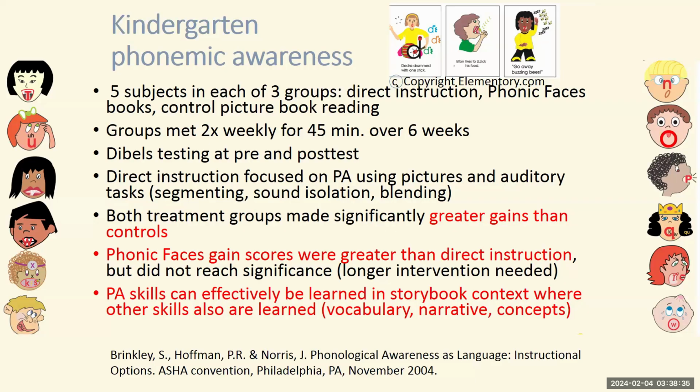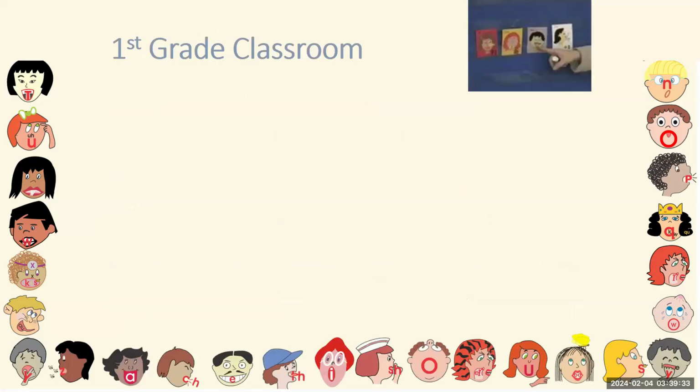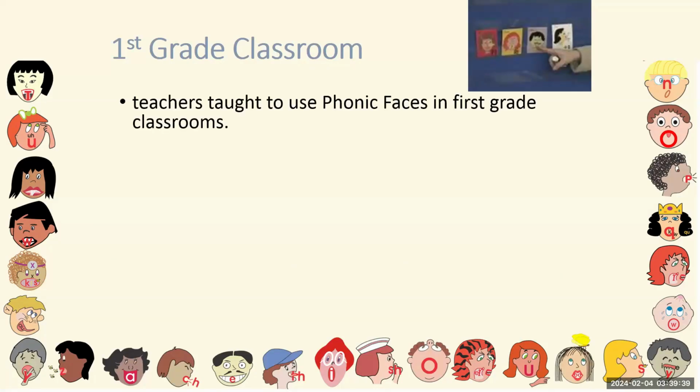5 of them read Phonic Faces books, 5 of them read a Write Group book, and 5 of them got direct instruction on phonemic awareness and print. Results showed that both treatment groups made significantly greater gains than the controls who were reading the storybooks. Phonic Faces gain scores were greater than the direct instruction, but not significantly so. The conclusion was that phonemic awareness skills can effectively be learned in a storybook context, as opposed to that previous study. In another study, 1st grade teachers were taught to use Phonic Faces in 1st grade.